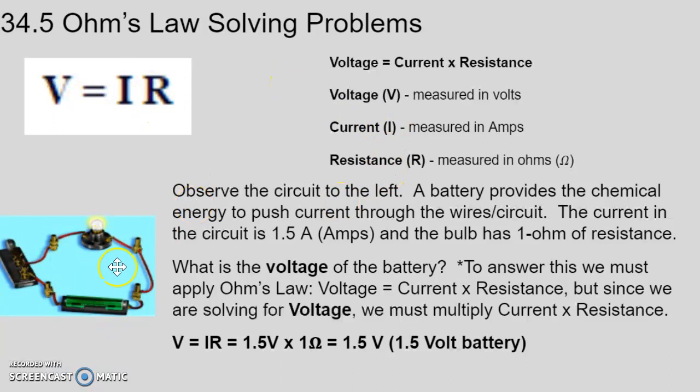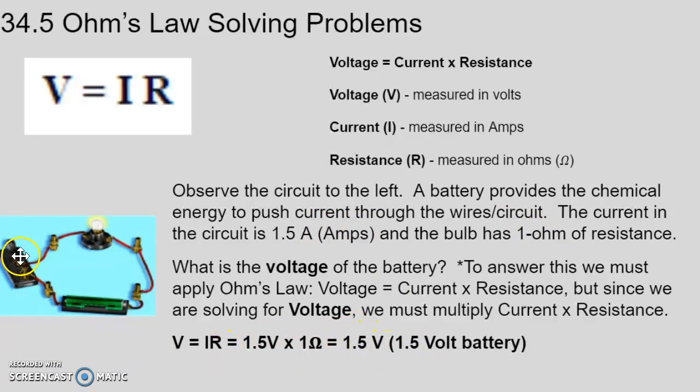So observe the circuit to the left. A battery provides the chemical energy to push current through the wires, or the circuit. The current in the circuit is 1.5 amps, and the bulb has 1 ohm of resistance. So what is the voltage of the battery? Well, to answer this, we must apply Ohm's law. Voltage is going to equal the current, that's given 1.5 amps, times the resistance of 1 ohm. But since we are solving for voltage, we have to multiply current times resistance. So I multiply 1.5 amps times 1 ohm, and you'll find that it is 1.5 volts.